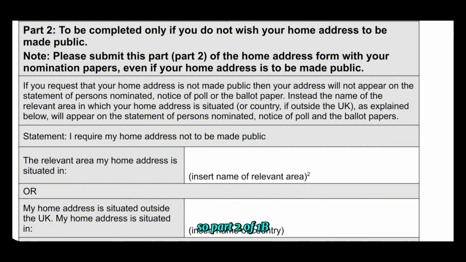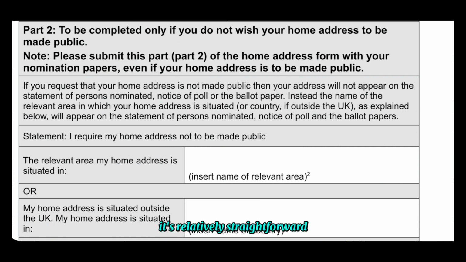So part 2 of 1B, you do not have to complete. You have an option basically. When your details are put forward showing that you are standing, either your full address will be showing on there or it won't. Now, as part of that, you have to show that you meet the criteria, and that's what this section is for. So I did this last year. I didn't want my full address to be showing on the notice, and so I filled in this part 2.